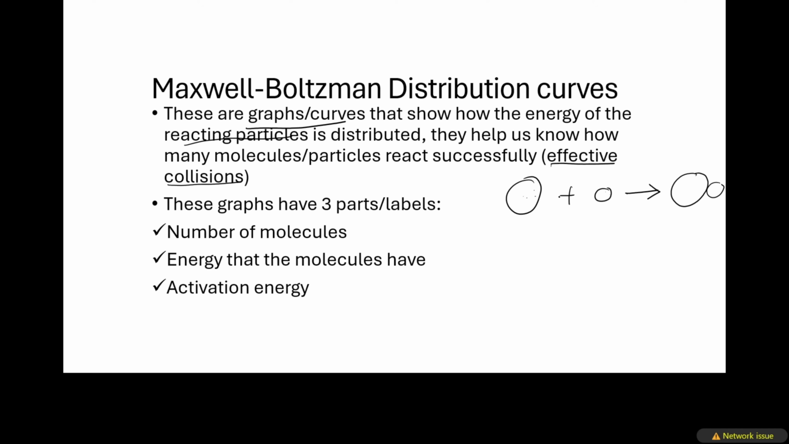So what makes a collision effective? Remember that they must have the kinetic energy that is enough. Their kinetic energy, the energy of this particle and this particle, must be enough. By enough, it just means it must be greater or equal to the activation energy, which is the minimum energy required for this whole reaction to take place. So the Maxwell-Boltzmann distribution curves have got three labels, which is the number of molecules, the energy that those molecules have, as well as the activation energy of the chemical reaction.